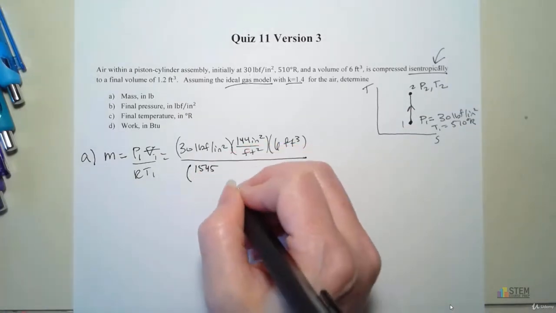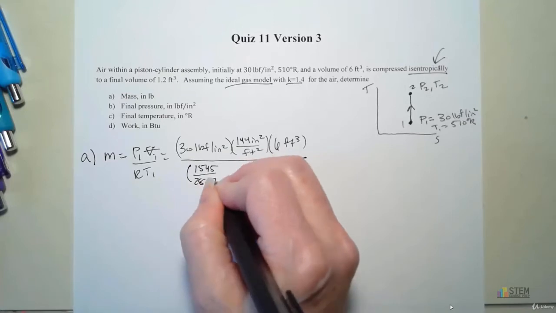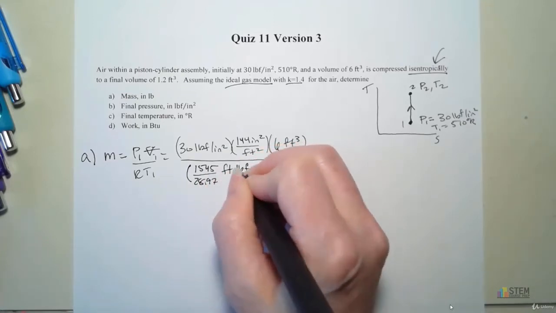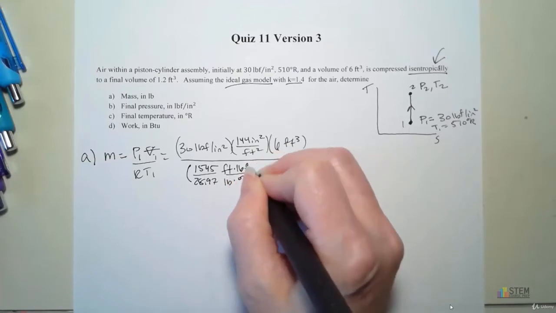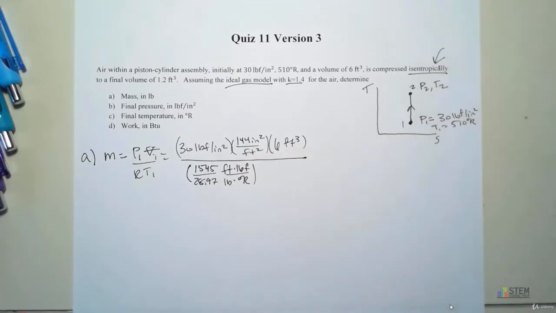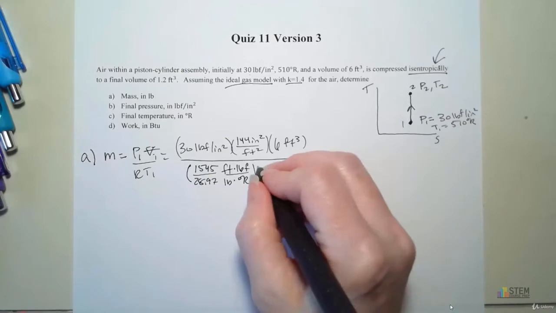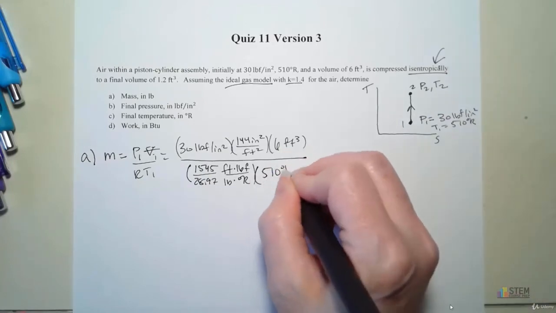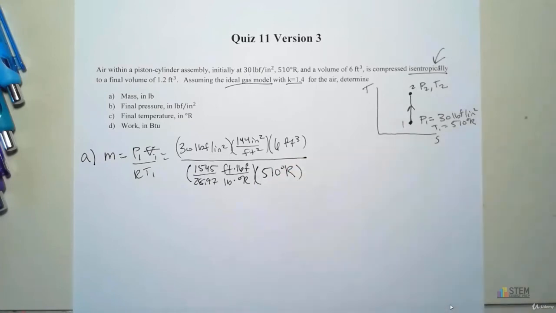R, we have 1545 over 28.97. And really, you could find the constant value for that instead of finding it all the time. I just always find it. And then the temperature here is going to be 510. It's already in degrees Rankine. That saves us some time. We don't have to convert.